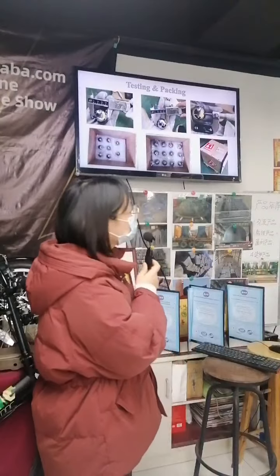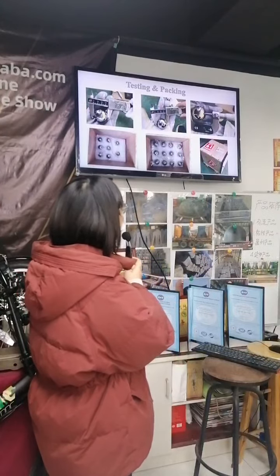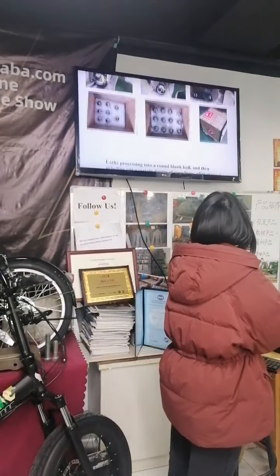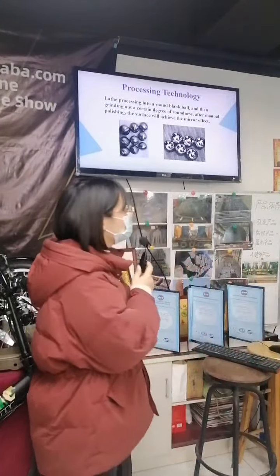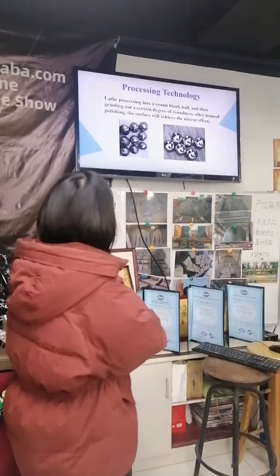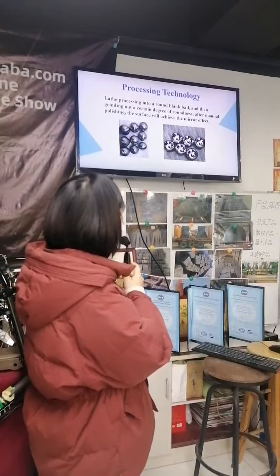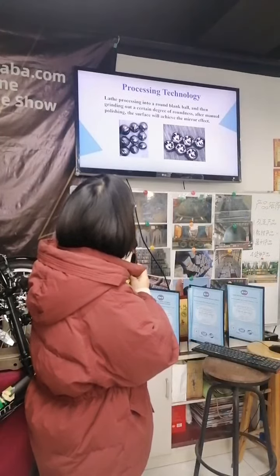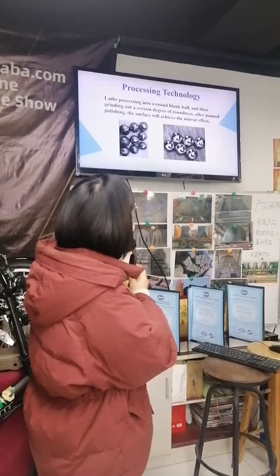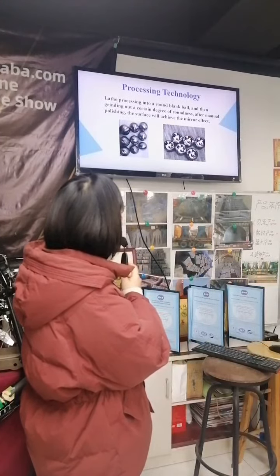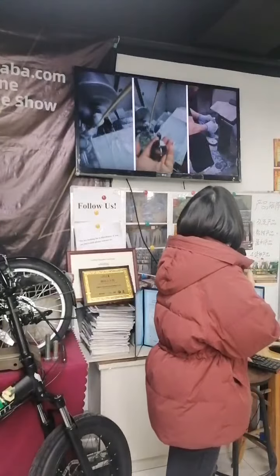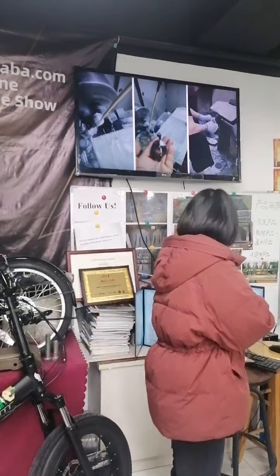And here are some photos of the titanium boards testing and packing. For the processing technology, it is machined into a round blank board and then blasted to a certain degree of roundness. After polishing, the surface will achieve the mirror effect.